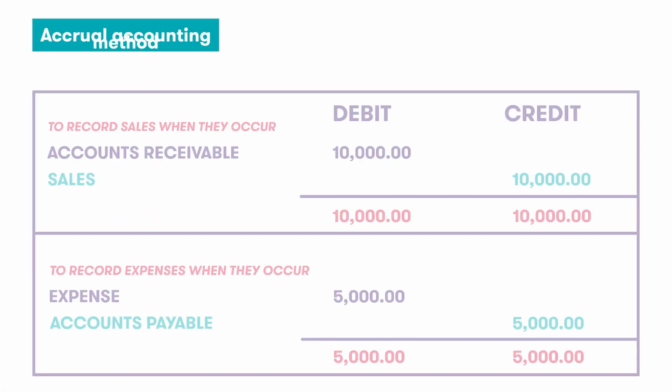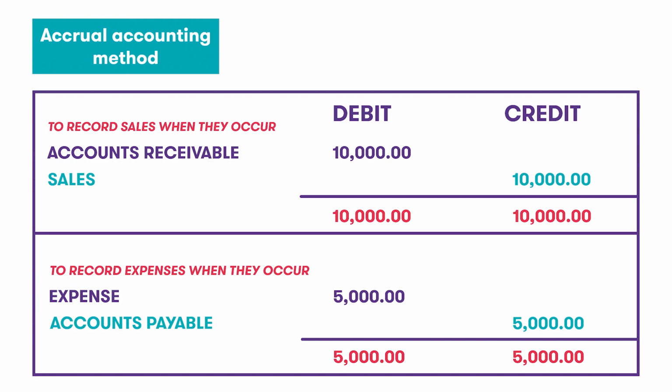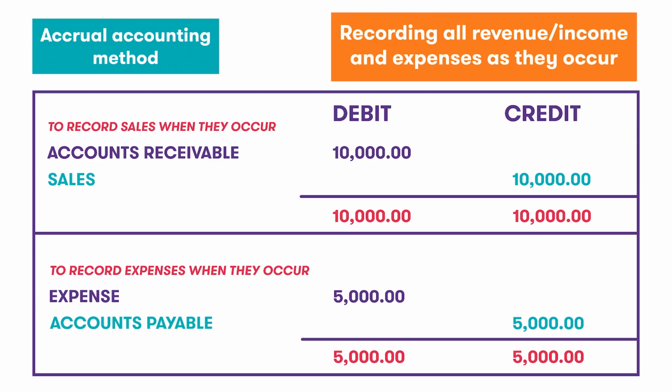If you have employees or you sell products, you should use the accrual method, which means recording all revenue, income, and expenses as they occur, not when your customer pays or you write a check or a bill. This provides a clearer picture of both income and expenses for a specific period, but it can make it more difficult to manage cash flow properly.